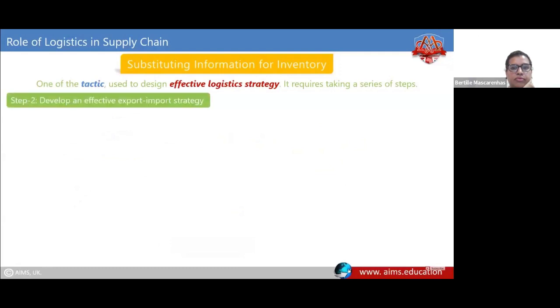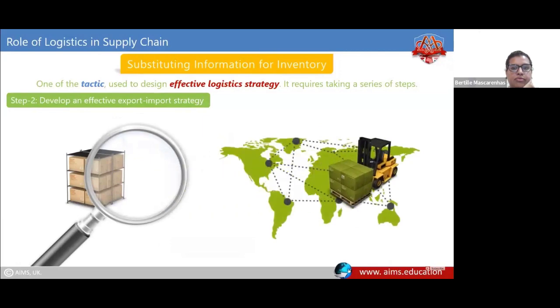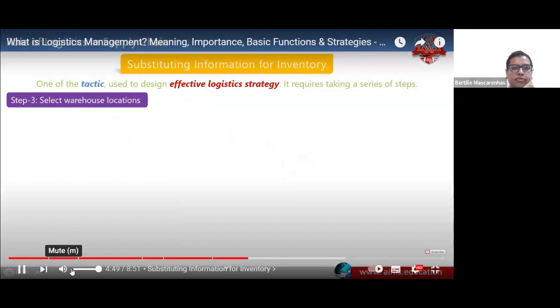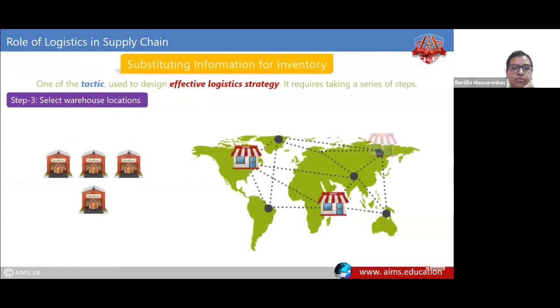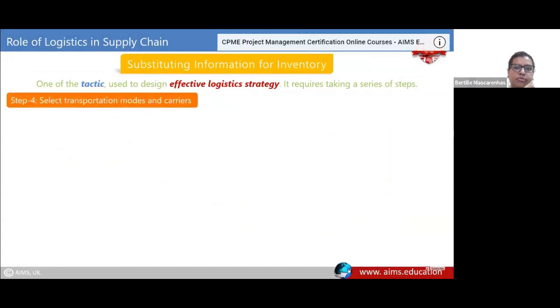Step 2. Develop an effective export-import strategy. Determine the volume of freight and units that are imports and exports and decide where to place inventory for strategic advantage. Step 3. Select warehouse locations. Determine the number of warehouses, calculate optimal distance from markets, and establish the most effective placement of warehouses around the world. Step 4. Select transportation modes and carriers.